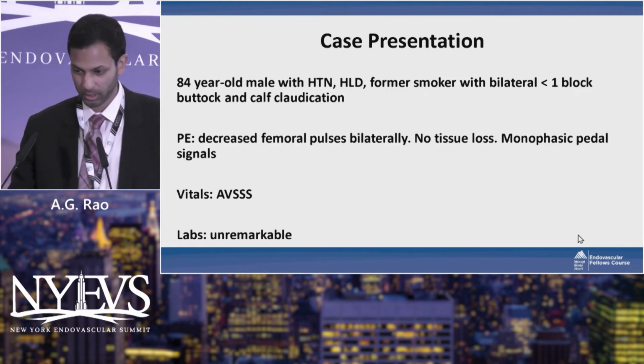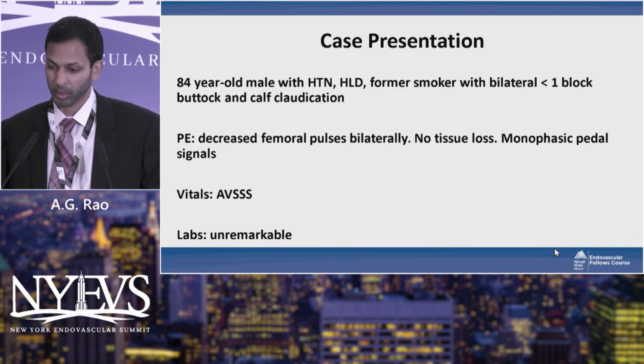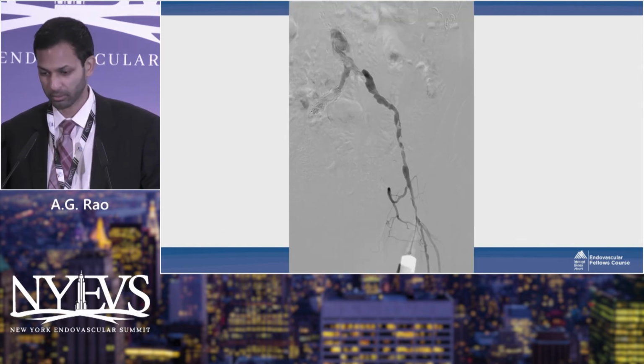So I thought it would be a good idea to go through a case. So this is an 84-year-old who had bilateral buttock and thigh claudication, less than a block, with decreased femoral pulses. So, pretty classic story, a former smoker. He had CKD, so I went straight for an angiogram after getting some non-invasives. And here you can see very significant common and external iliac artery disease with a lot of calcium in the external.